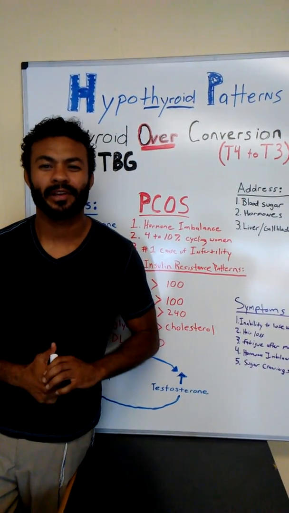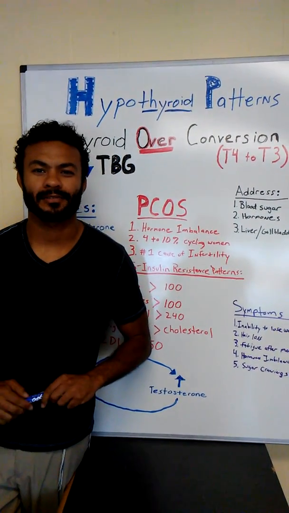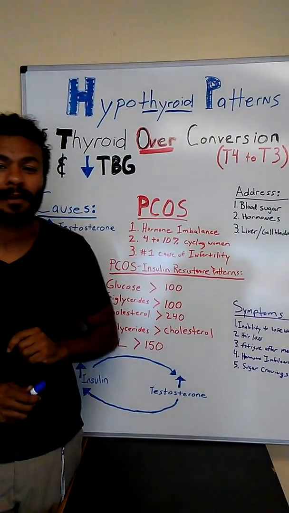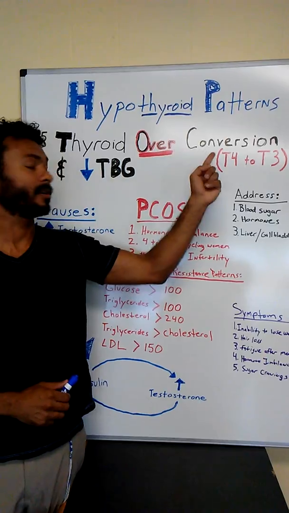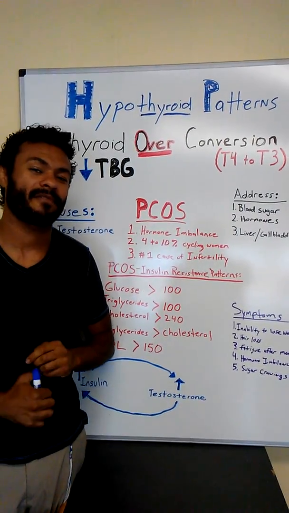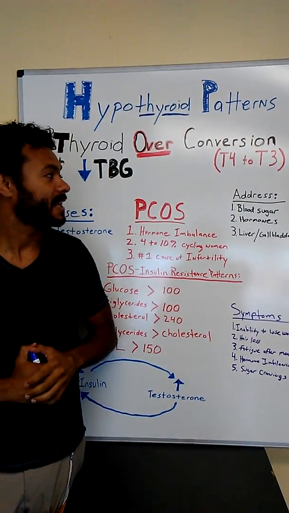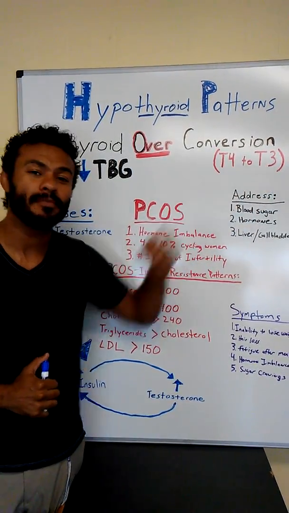Hey, we're back and we are looking at hypothyroid patterns. Today we are on number 5 and we're going to talk about thyroid overconversion. Last time we talked about thyroid underconversion of T4 to T3, and today we're going to look at when the body has too much T3.